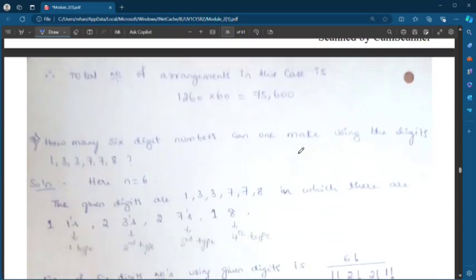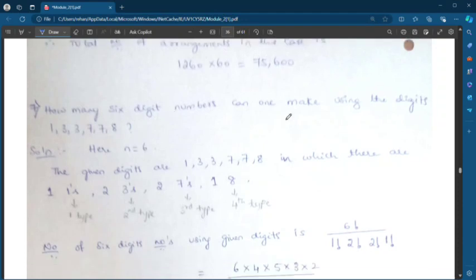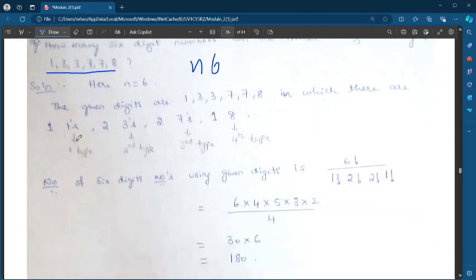How many 6-digit numbers can one make using the digits 1, 3, 3, 7, 7, 8? So now what is it saying? How many 6-digit numbers can be made using 1, 3, 3, 7, 7, 8? So here n is 6. The given digits are 1, 3, 3, 7, 7, 8, in which, instead of alphabets, they have just given us numbers this time. So now what I'll see here: 1 has come one time, 3 has come 2 times, 7 has come 2 times, and 8 has come 1 time.